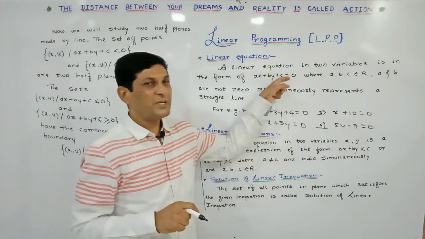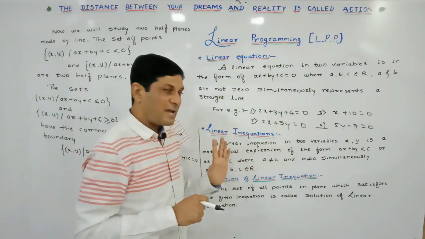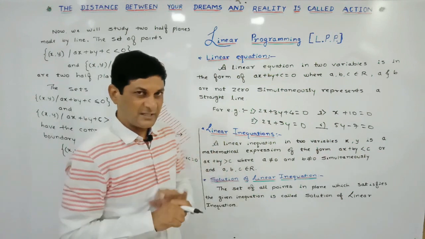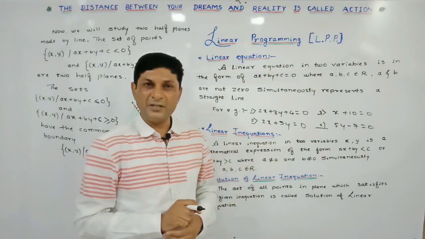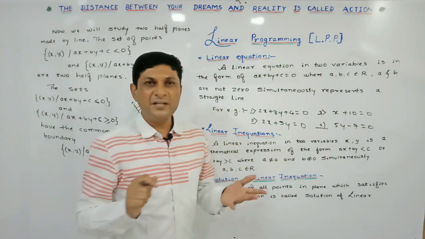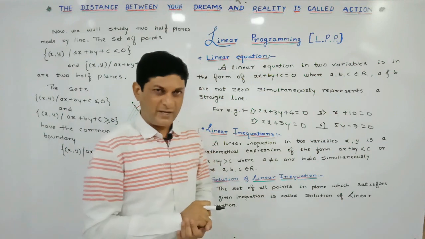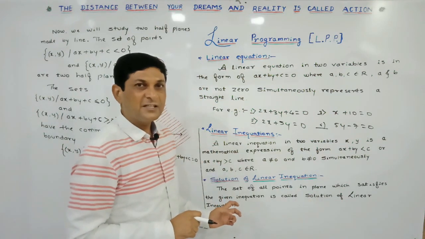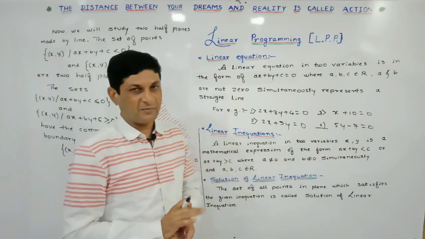If equality appears, we can say that it is an equation. If less than or greater than appears, it is called a linear inequation. Is it clear? Now, solution of a linear inequation. We know that in a plane infinite number of points are there, and the set of all such points which satisfy the given linear inequation is called the solution of that linear inequation.